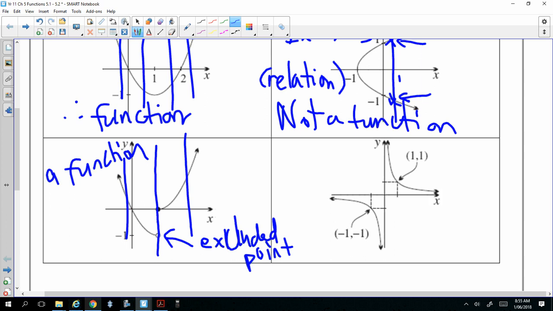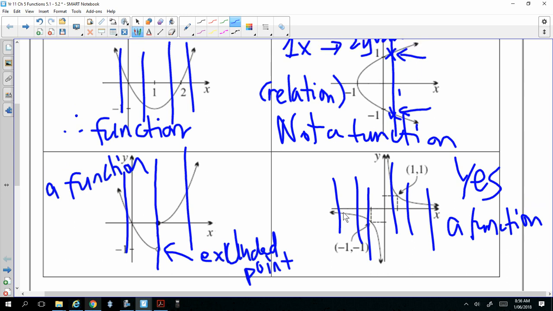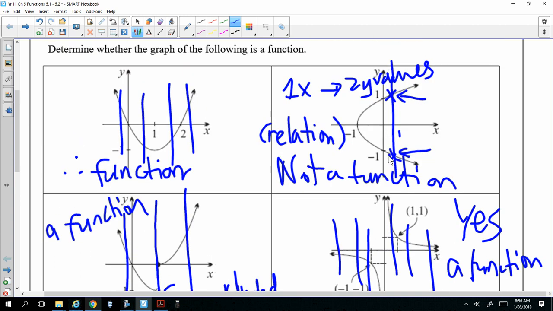How about the next one? Does that satisfy the vertical line test? Well, it does, isn't it? You can't find an x value where there's two y values. It never crosses the graph more than once, right? So we say yes, this is a function. So basically a function doesn't have to be continuous, it can be disconnected. But this one is not a function because it crosses twice.